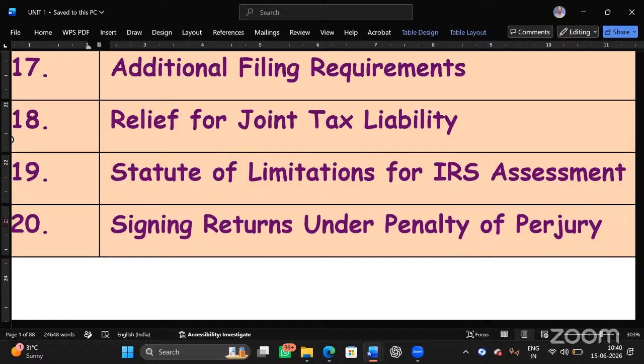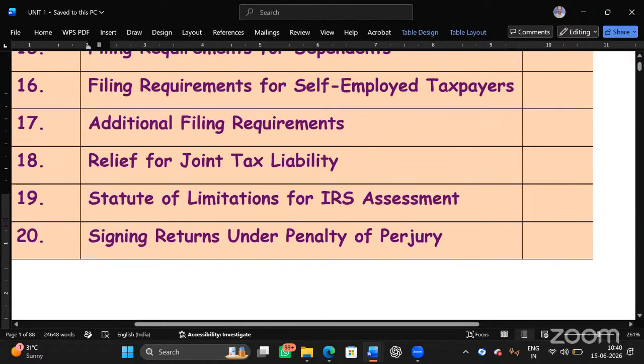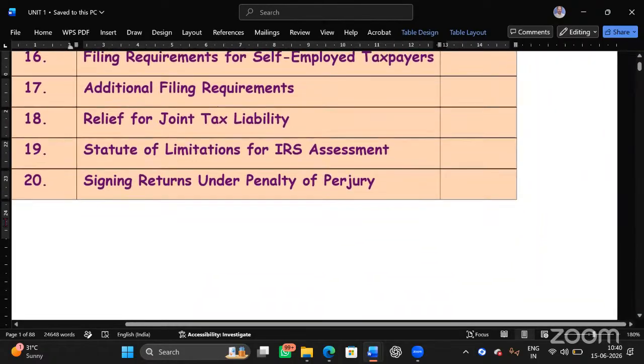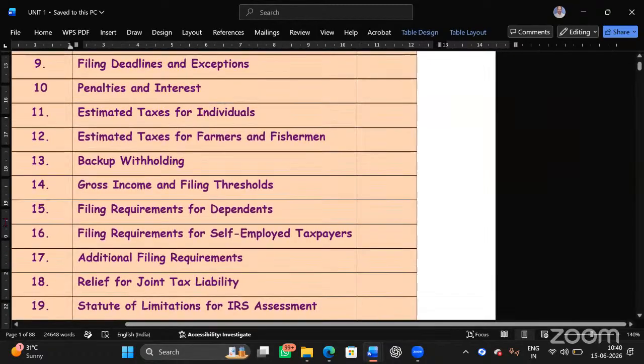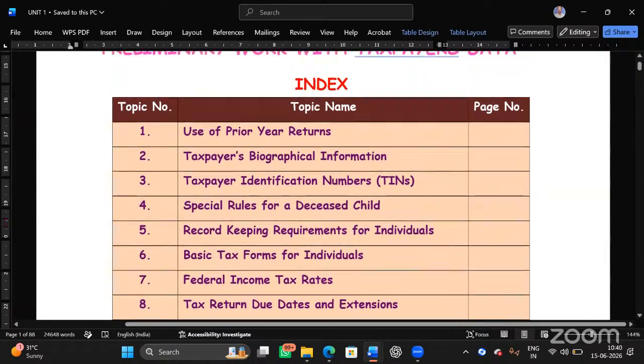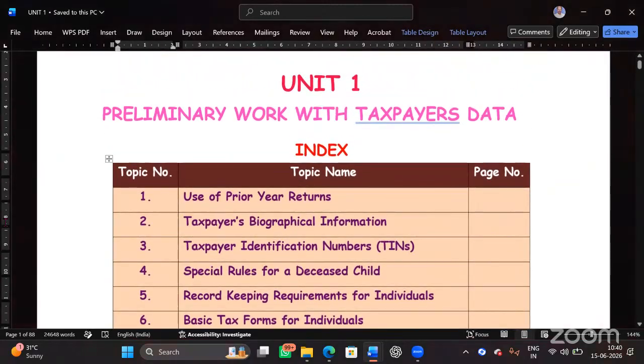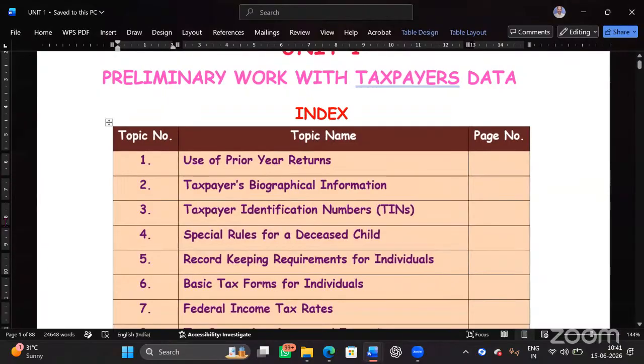Signing returns under the penalty of perjury. What is the meaning of signing? What is the meaning of perjury? What is the consequence of that perjury? Everything will be clearly explained. This concept we are taking from some other act, not from the Income Tax Act. So these are the topics we are going to cover in our Unit 1, preliminary work with taxpayer data.